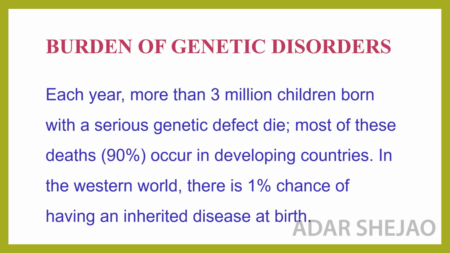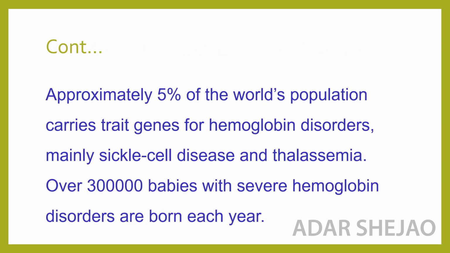Burden of genetic disorders. Each year, more than 3 million children born with a serious genetic defect die. Most of these deaths, 90%, occur in developing countries. In the Western world, there is a 1% chance of having an inherited disease at birth. Approximately 5% of the world's population carries trait genes for hemoglobin disorders, mainly sickle cell disease and thalassemia. Over 3 lakh babies with severe hemoglobin disorders are born each year.